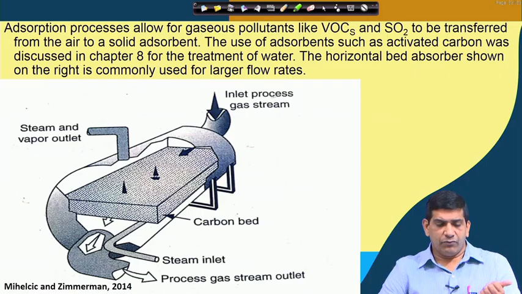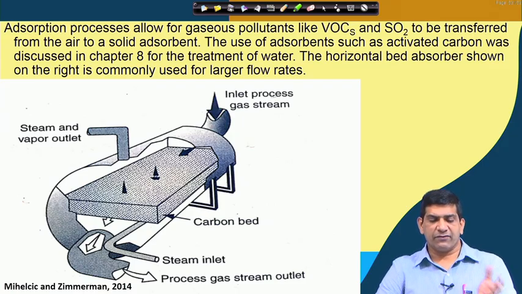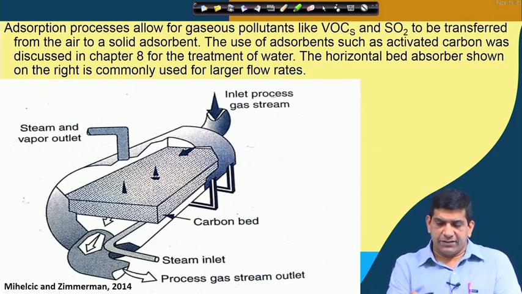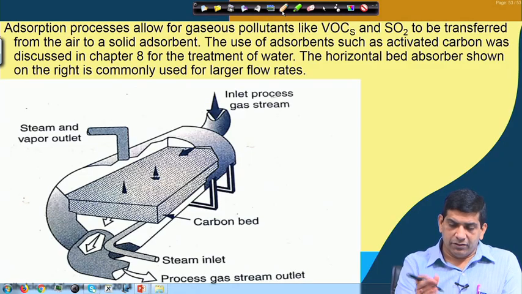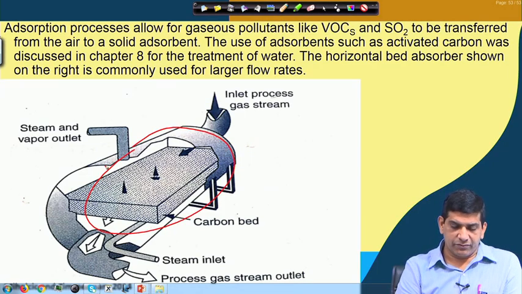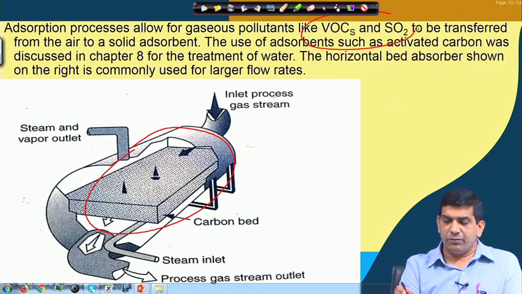In terms of air pollutants, one of the things we use is the adsorption process, which allows gaseous pollutants like VOCs and SO2 to be transferred from air to a solid adsorbent. Essentially you have a filter, this carbon bed. You pass the air through it, and as the air passes through, VOCs and SO2 are transferred from the air to the solid adsorbent.